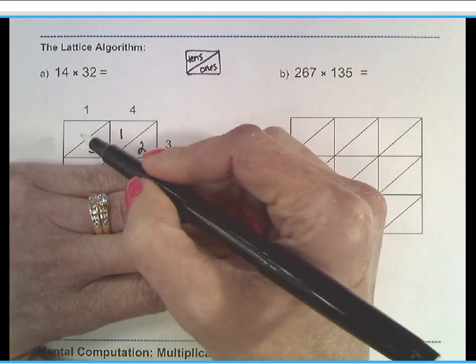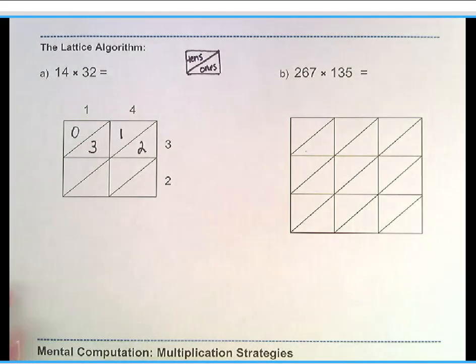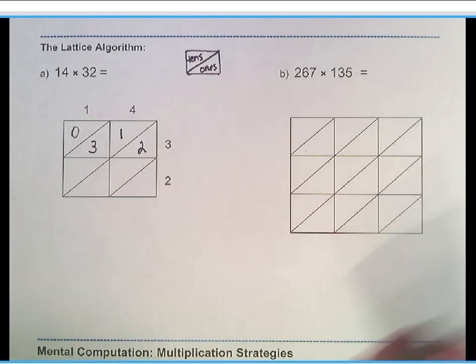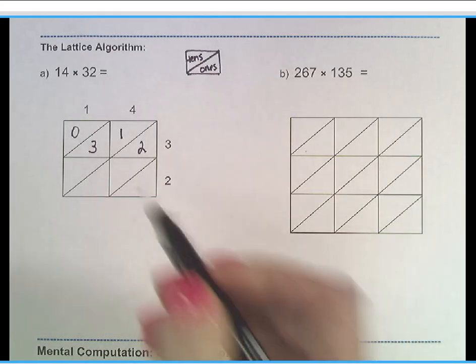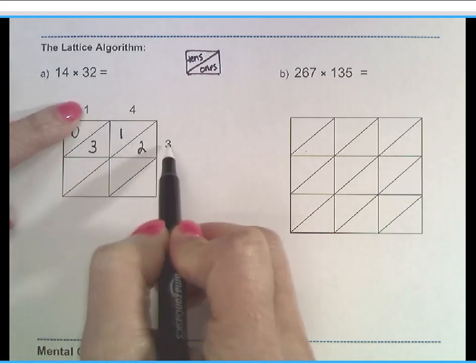Now you notice you have a little blank triangle up here. If you want to put a 0 there, you can, or you can just leave it blank. Whatever makes you happy, okay? I'm going to put a 0 in there so nothing is left out. So we distributed the top row, right? 1 times 3, 4 times 3.